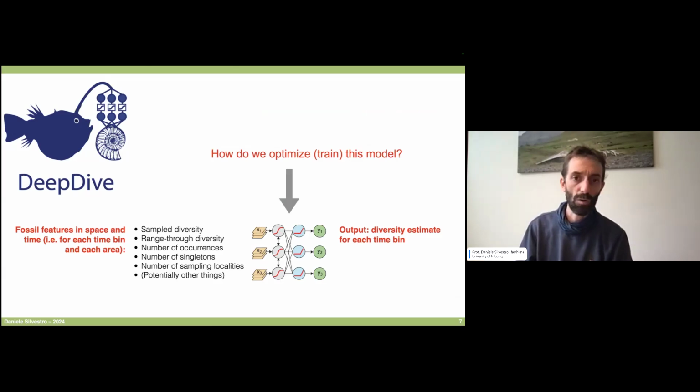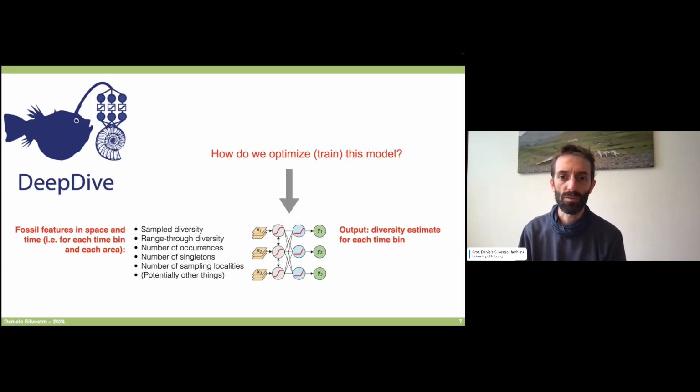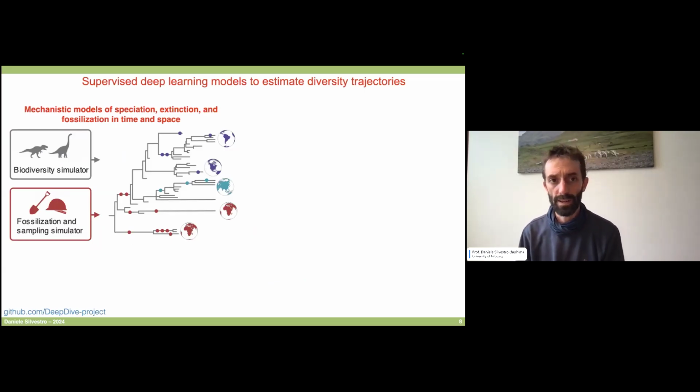Now, the problem is, how do we train, how do we optimize this model? Ideally, we would know for a number of data sets both the fossil record and the true diversity, and use them to train the model. However, this doesn't happen, because for no clade do we actually know their true diversity trajectory. So what we do instead within the DeepDive framework is to couple supervised learning with mechanistic simulations.